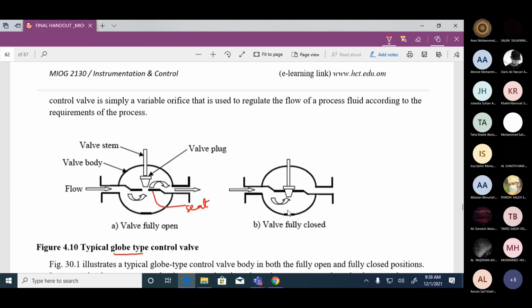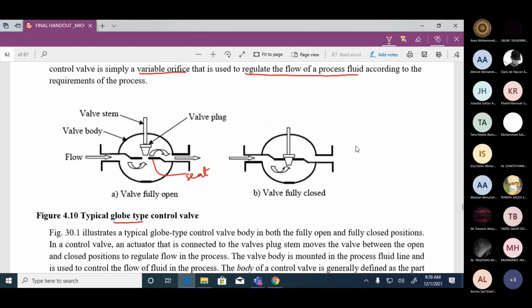To regulate the flow, we are using the concept of a variable orifice. An orifice is a restriction, but the size of this restriction can be changed by the position of the valve plug. You may completely seal it or you may keep it half open. If it is in this position, some amount of flow will be possible. If you move this further up, more flow will be possible. So you are regulating the flow of the process fluid according to the requirements of the process.